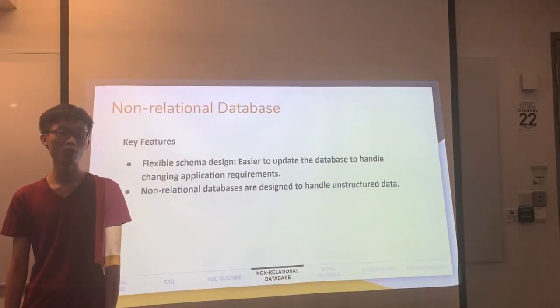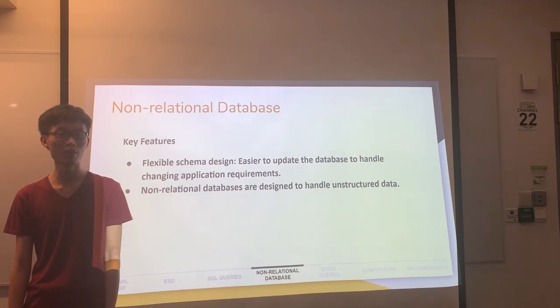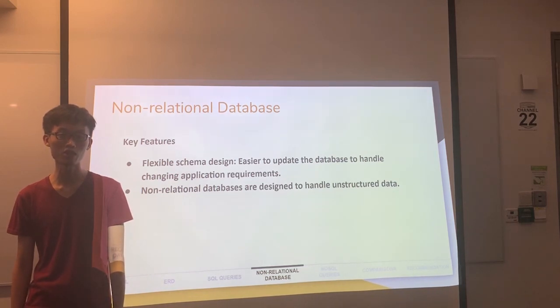Thanks, Jalvin. Now we'll be moving on to talk about our non-relational database model. One key feature of the database is that it has a flexible schema design. This means that it's easier to update the database to handle the ever-changing application requirements. Next, it's designed to handle unstructured data, which can be useful in applications that don't require data integrity.